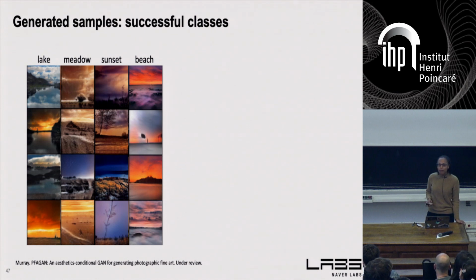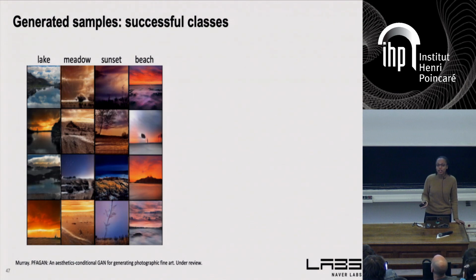So here I'm showing you some generated samples that are fairly successful. If you look at categories like lake, meadow, sunset, beach, these are images that have been conditioned to be high quality, let's say. And you can see that it does tend to capture fairly recognizable properties of high quality images in these categories. For example, for the lake category, it tends to capture properties like reflection of water. It also tends to capture some compositional information, for example putting objects like trees off center, having fairly high dynamic range, and a lot of color saturation, properties like this.